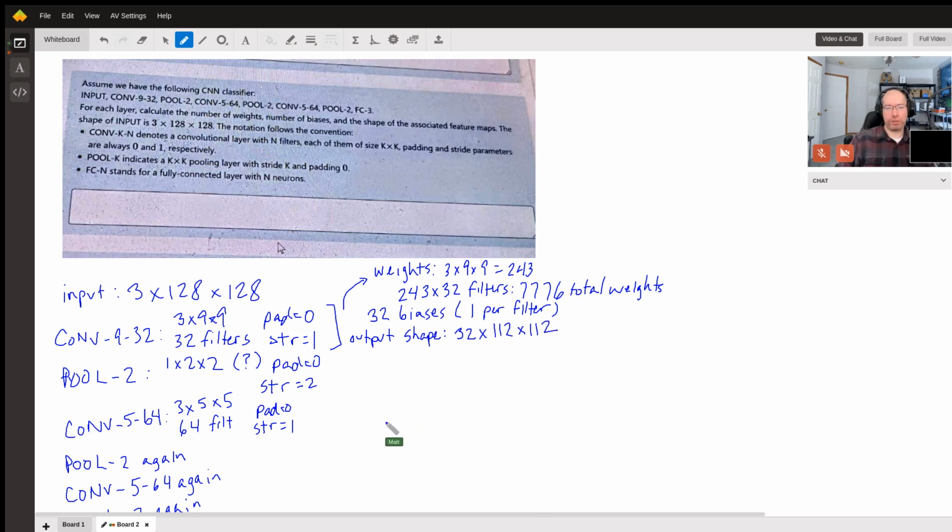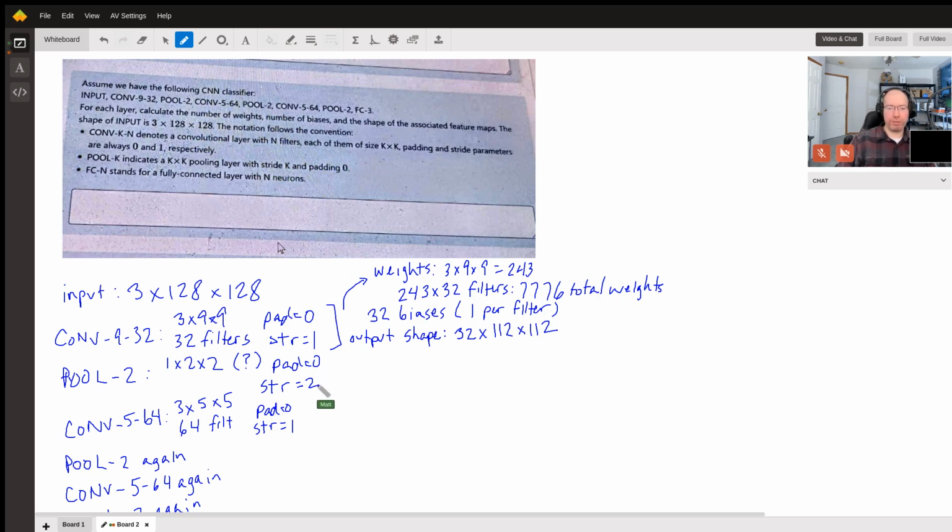Let me just double check that here. So yeah, it's 9 by 9. So on each side, you lose 9 minus 1. So it'll be 128 minus 8 is 120. 120 minus 8 is 112. Yeah, so if there's no padding and a stride of 1, should end up with 32 by 112 by 112. Okay, so that's your first layer. Is that making sense so far? Okay. Yeah. So weights, biases, and the feature maps.